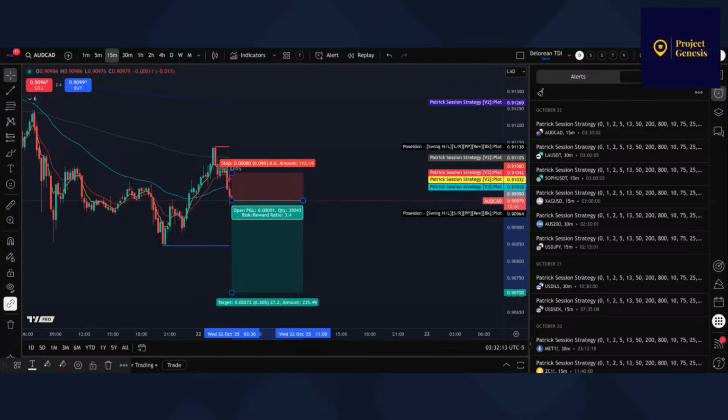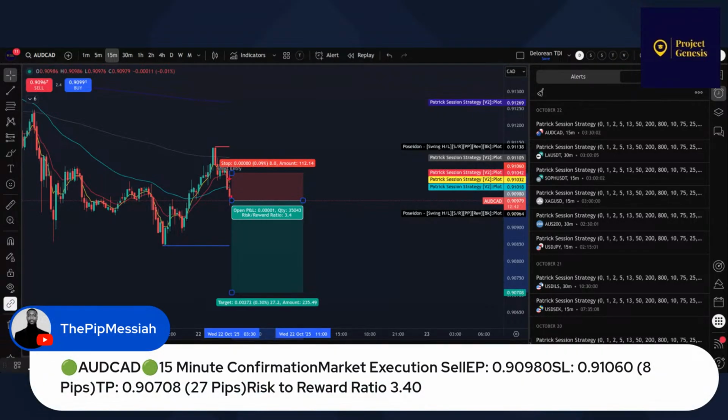All right, your next call of the night. It's going to be a sell on Australian dollar versus Canadian dollar. 15-minute confirmation, market execution sell. Your entry price is 0.90980. Your stop loss is 0.9160 for 8 pips. Your take profit is 0.90708 for 27 pips and a risk reward ratio of 3.40.